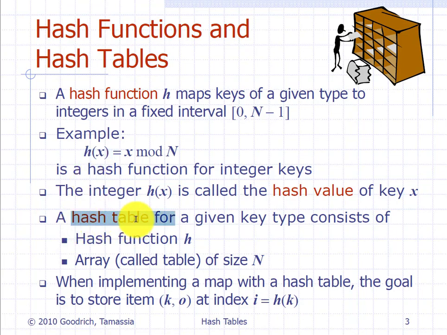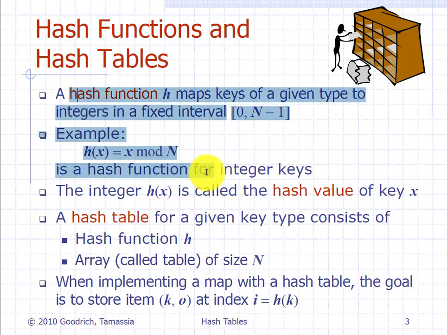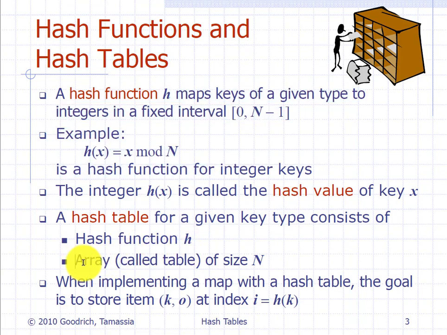That brings us to a hash table. Now we have enough concepts to talk about a hash table. A hash table is simply two things. It's the hash function, and it's an array. And the array is of size n. And this is important. You need to know what n is, because your choice for n also affects the performance of the hash table. Your choice of the hash function affects the performance of the hash table.